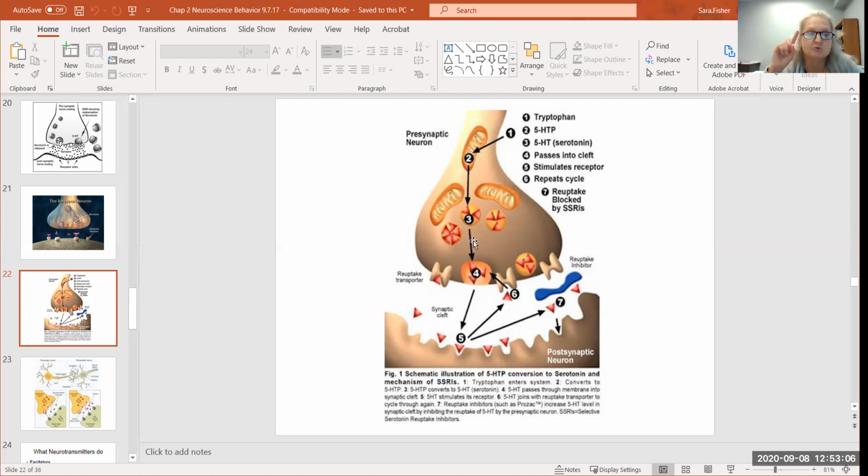But here's the thing: you don't want to take 5-HTP and an SSRI, because you can get too much serotonin. You could actually overdose. There's something called serotonin toxicity. So this is tryptophan, it becomes serotonin, it comes up to the cleft.